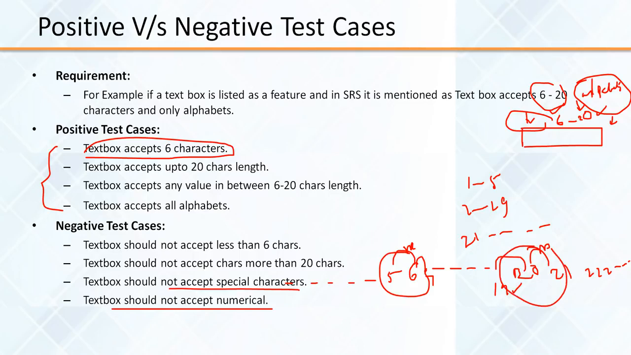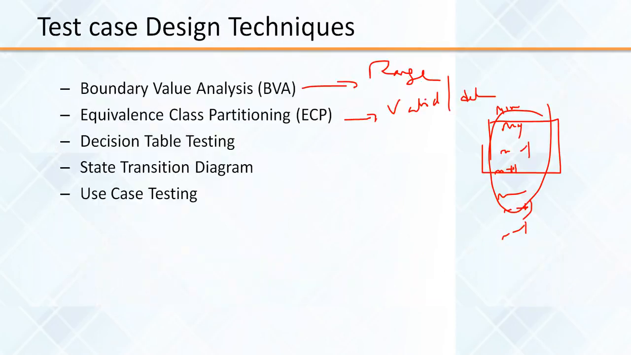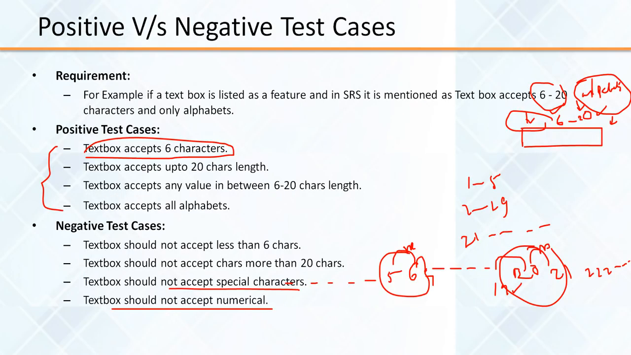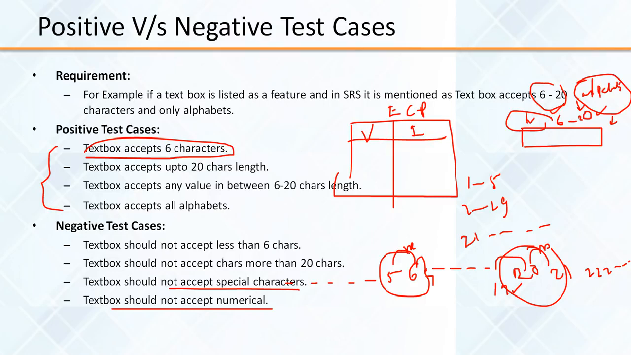Okay, similarly for the ECP, equivalence class partitioning. As per this requirement, this allows only alphabets. So what we need to do, we will prepare some table. This is the equivalence class partition table. Here we will mention what is valid data, what is invalid data. Valid data means only alphabets. Invalid data means special symbols should not be there and numerics should not be there. So based upon these techniques, we will prepare our test data and test cases. So that is boundary value analysis and equivalence class partitioning techniques.